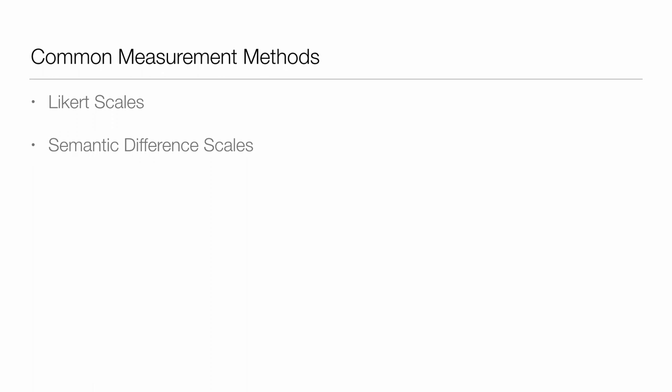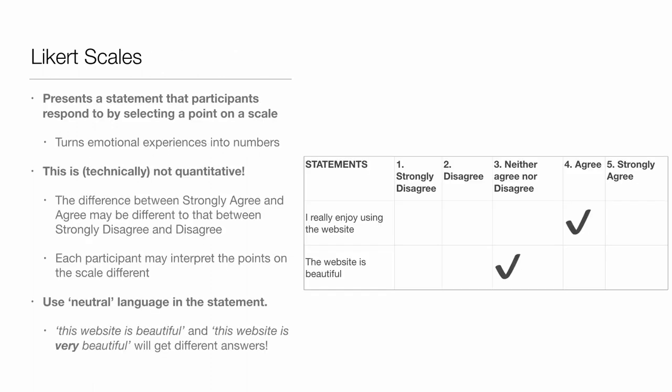It is called the Likert scale. The second one is the semantic difference scale. That's less common, but it still has a great place as a metric. The Likert scale is just turning your emotions into numbers.